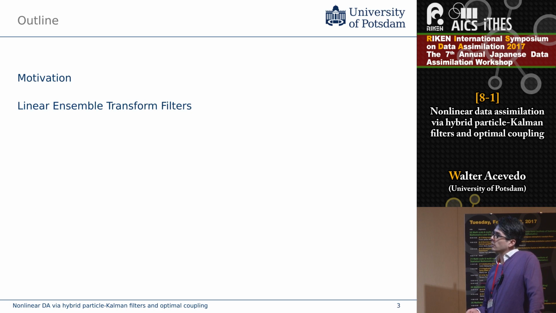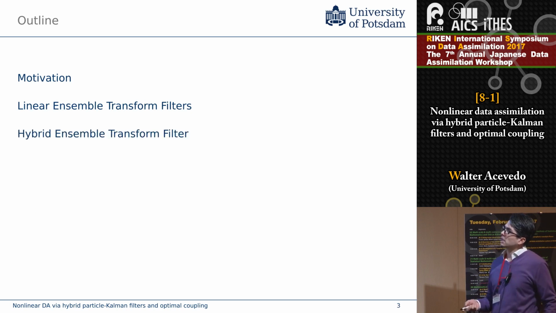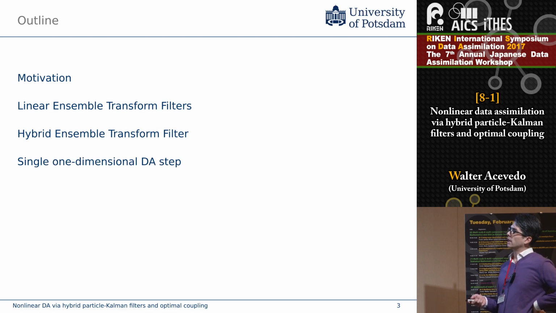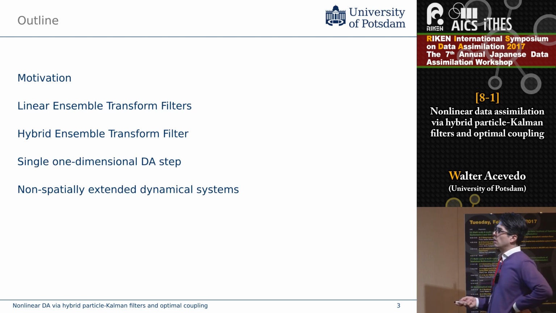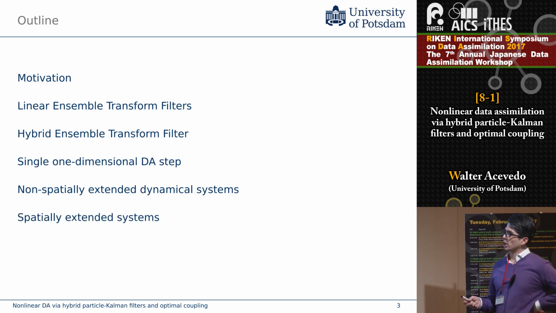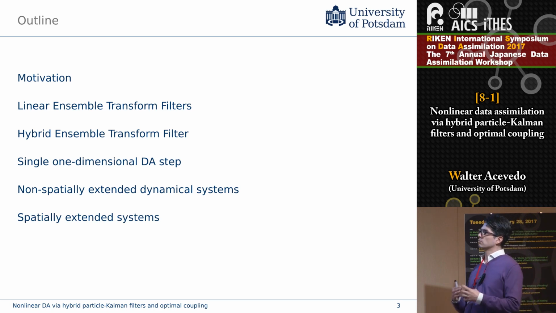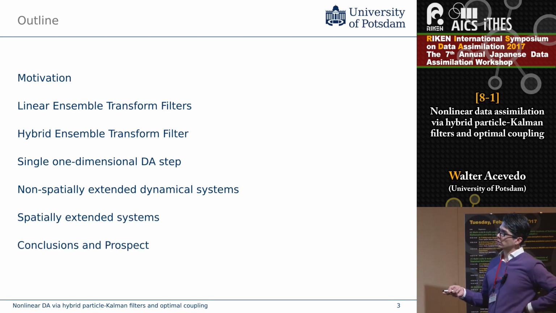Okay, so first of all, I'm going to introduce the framework of linear ensemble transform filters. Afterwards, I will speak about the particular hybrid approach we use. Then I will show how it works for a single DA step, how it works also when we have a dynamical model, without spatial extension, and afterwards how it works when the model is spatially extended. And finally, I will give some conclusions and prospects of our work.